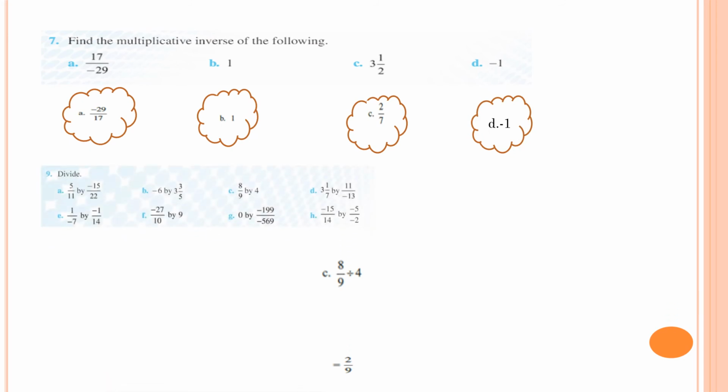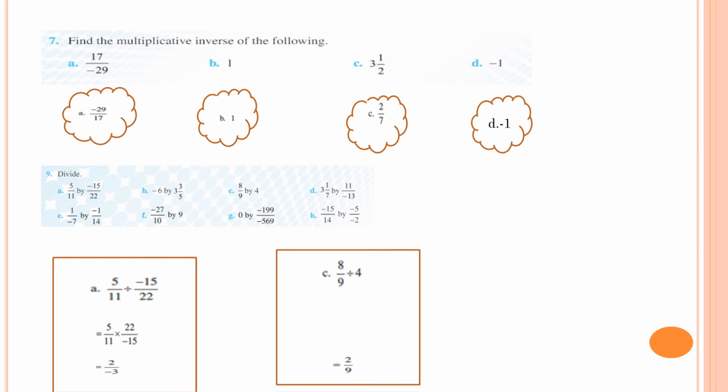Now let us come to the next operation, that is the last operation of rational numbers, that is division. Here I will be solving the A1. So we have 5 by 11 divided by minus 15 by 22. I'll put a multiplication sign between these two rational numbers and take the reciprocal of the second one, that is 5 by 11 into 22 by minus 15. 11 and 22 are divisible. Similarly, 5 and 15 or minus 15 also I can divide. So the answer will be 2 by minus 3.